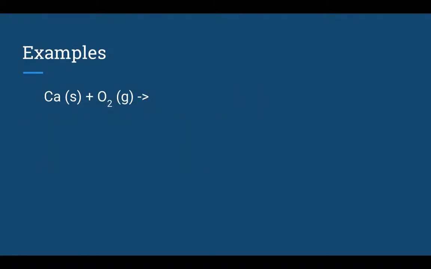So let's take some examples here. Let's say I've got solid calcium and oxygen. So again, this could be a combustion reaction, right? Because we have something reacting with oxygen. But when I'm predicting products, this is going to be more easily completed if I look at this as a synthesis reaction, right? I have 2 elements combining, and that's going to form products here.